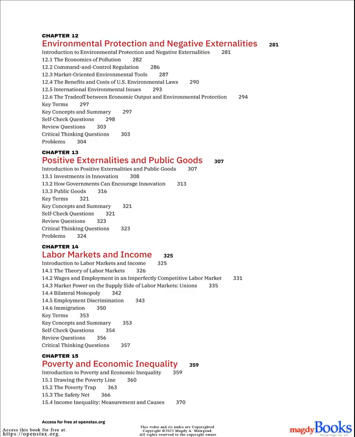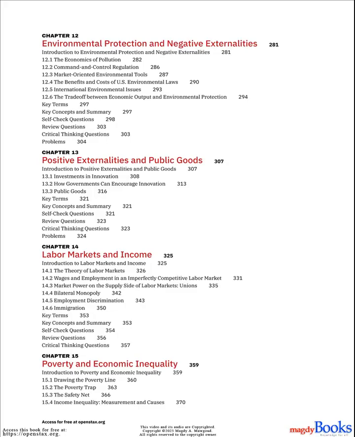Chapter 14, Labor Markets and Income. Introduction to Labor Markets and Income. 14.1, The Theory of Labor Markets. 14.2, Wages and Employment in an Imperfectly Competitive Labor Market. 14.3, Market Power on the Supply Side of Labor Markets: Unions. 14.4, Bilateral Monopoly. 14.5, Employment Discrimination. 14.6, Immigration. Key terms, key concepts and summary, self-check questions, review questions, critical thinking questions.